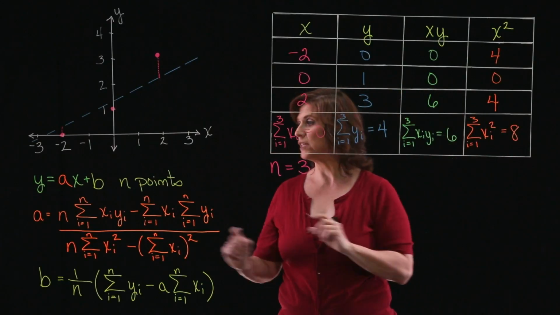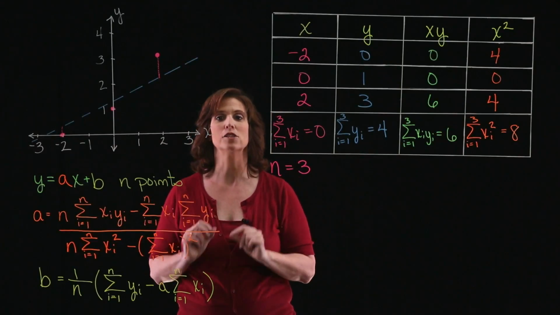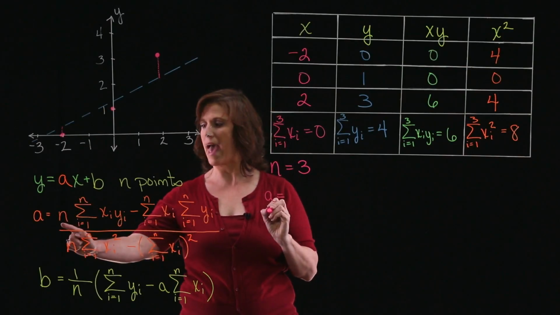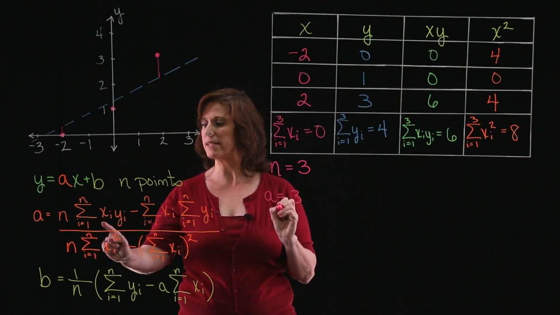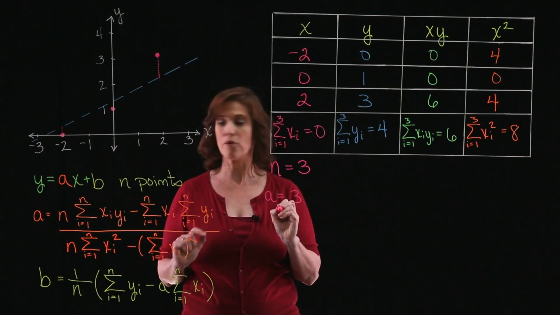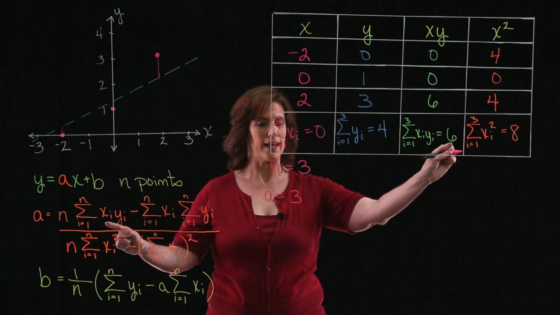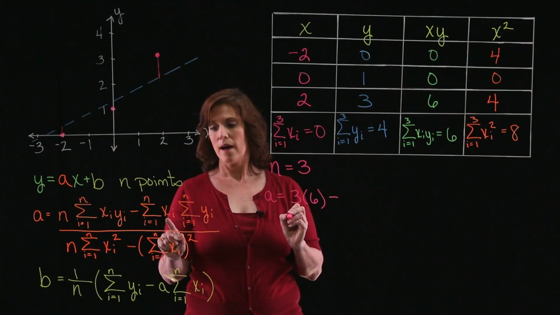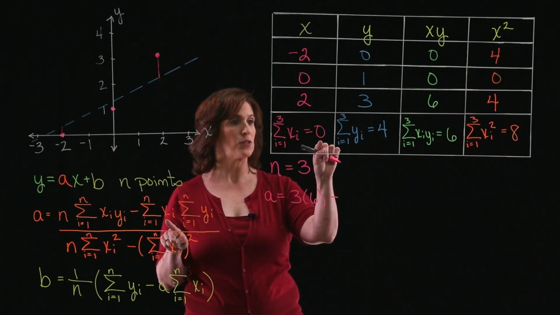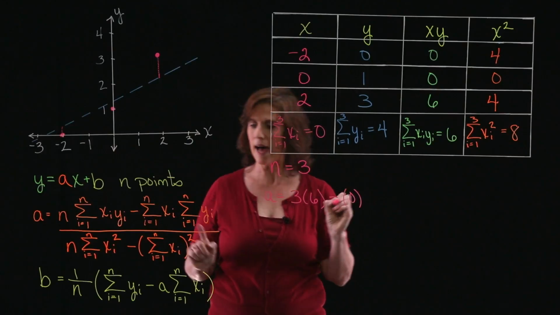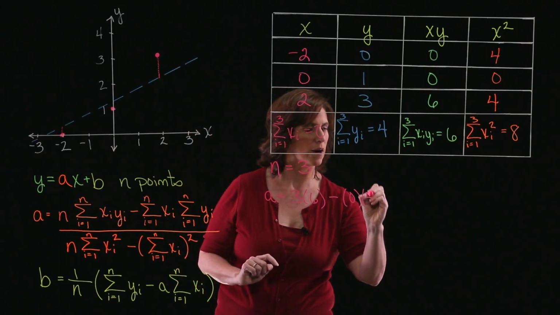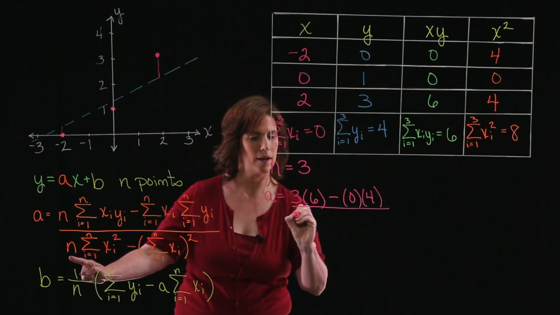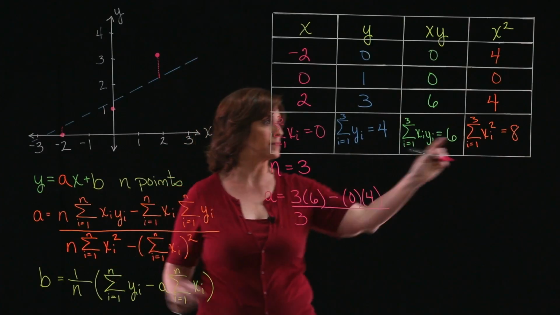Okay, so let's take all this information and plug it into my formula so that I can calculate the slope of my line. My slope is going to be n, which is 3, times the sum from i equals 1 to 3 of my product, so that's going to be 6. I'm then going to subtract my sum where I'm adding up the x terms, and so that's going to be 0, times the sum of my y terms, which is 4. I divide all of that by 3 times the sum of my square terms. That was 8.